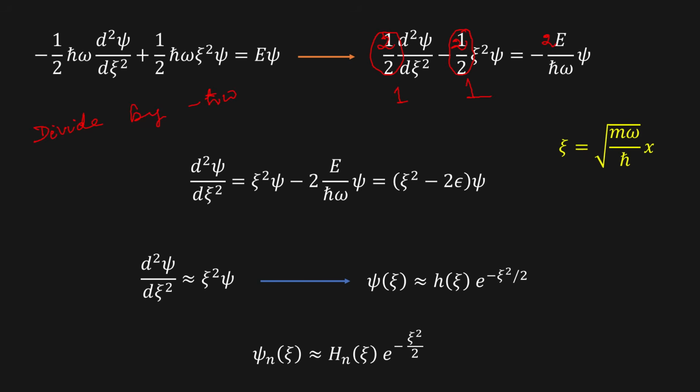And you bring this term, z squared psi, to the right hand side. This minus will become plus. So this will become d2 psi over dz2, which is equal to z squared psi minus 2 times E over h cross omega. Notice that this is also a dimensionless quantity, because the numerator has energy and the denominator also has the unit of energy. So we can bring psi outside. This will become z squared minus 2 epsilon. I am going to keep this as epsilon.